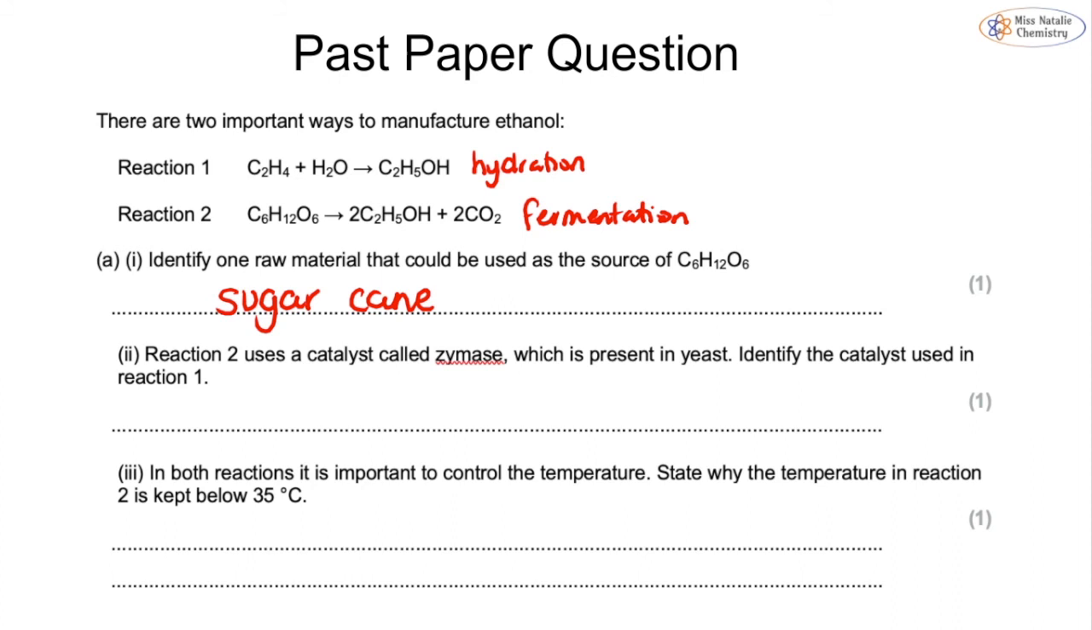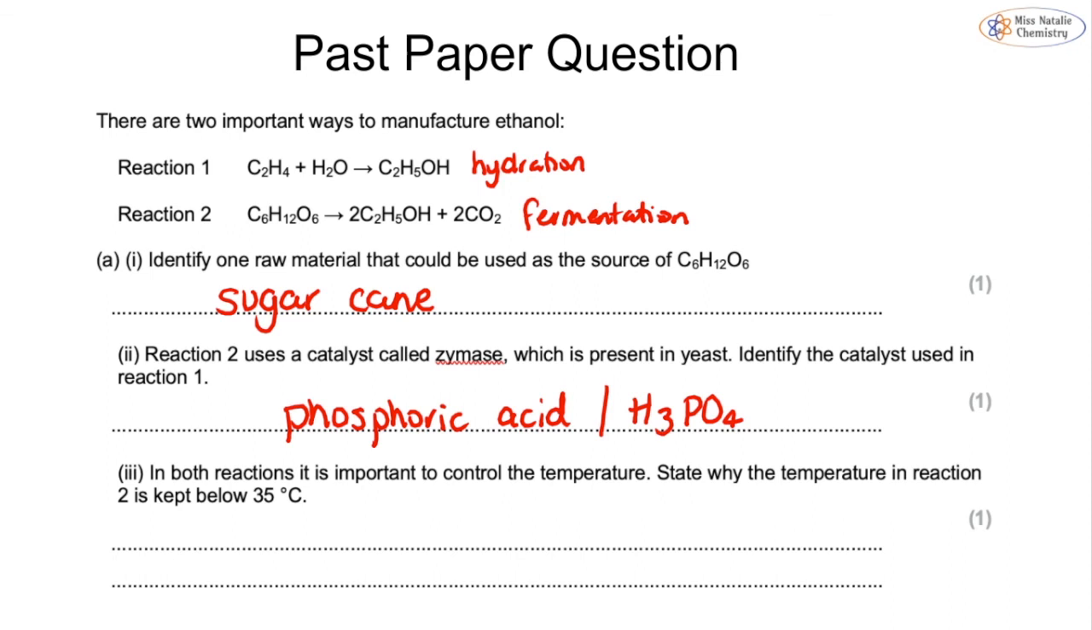Reaction 2 uses a catalyst called zymase, which is present in yeast, so that's our enzyme. We want to identify the catalyst that is in reaction 1. So the catalyst for hydration was phosphoric acid. And you can either give the name or you can give H3PO4, because it just says identify, it doesn't say anything about the name or the formula.